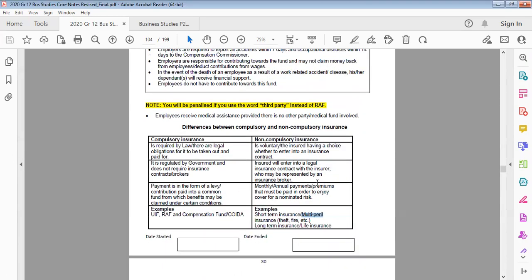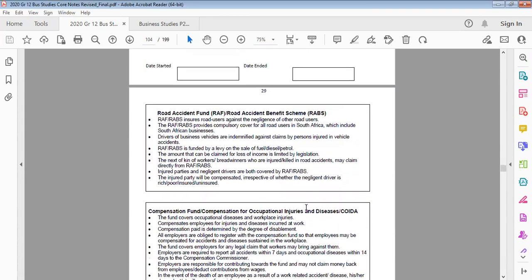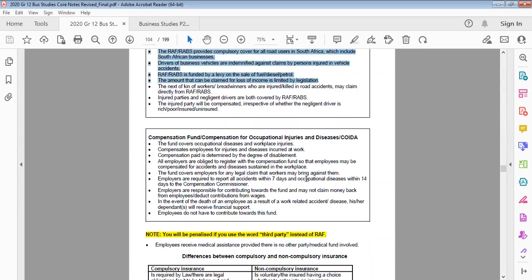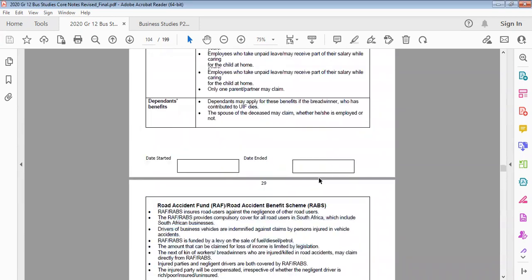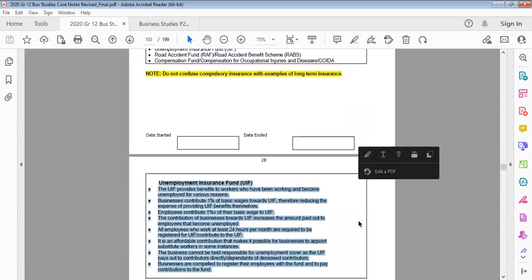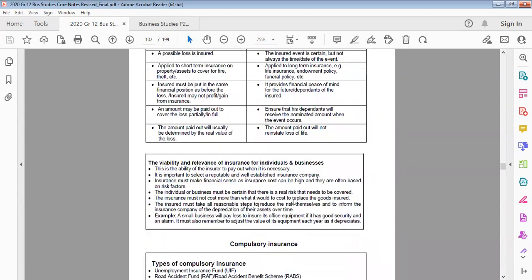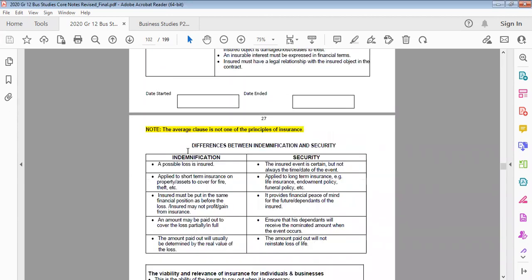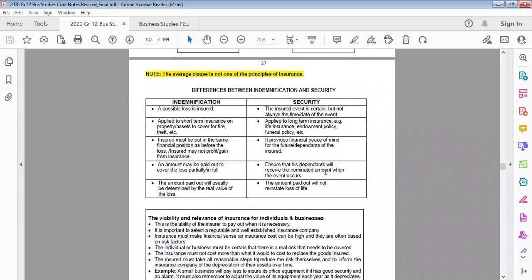And then we are done, people. So the concepts are very important here. Like I said, you must have a good definition, good understanding of RABS, good understanding of COIDA, good understanding of UIF. Okay. Then the differences, you must know the differences. Very nice marks to get and not difficult to understand.